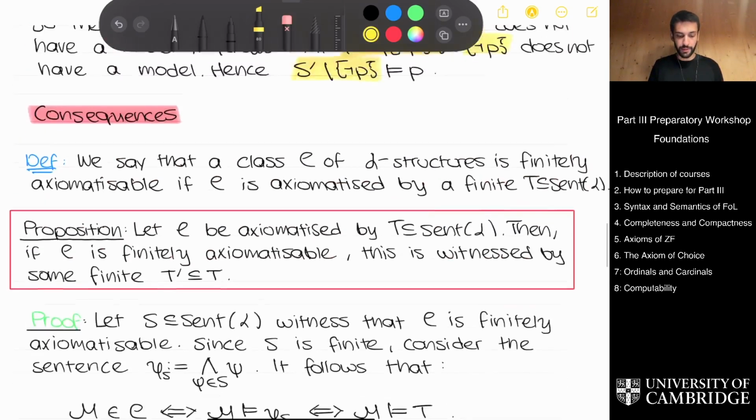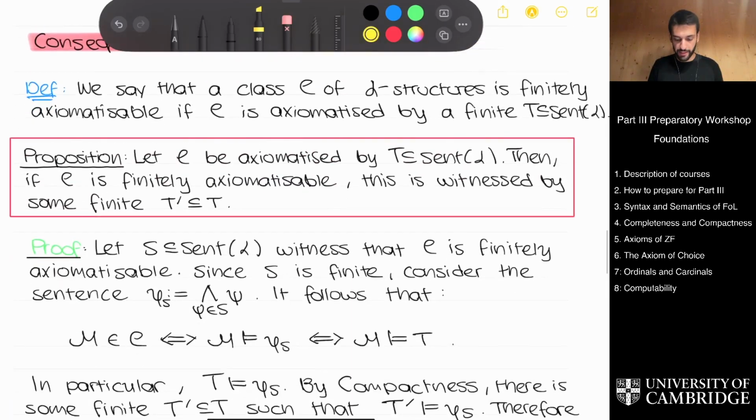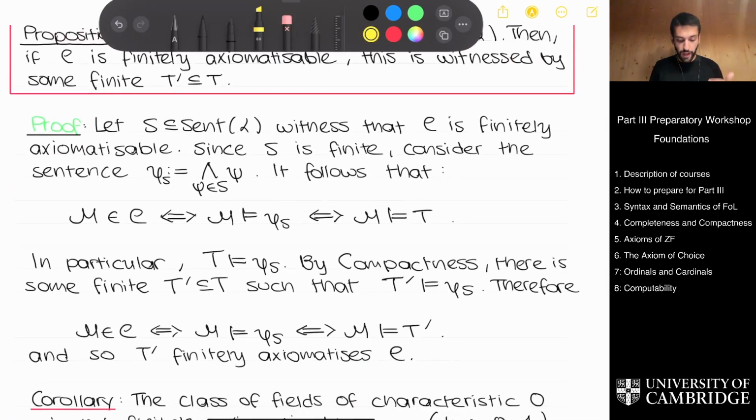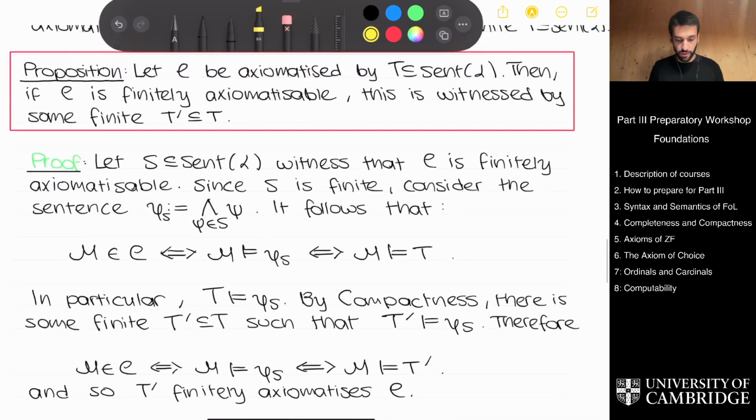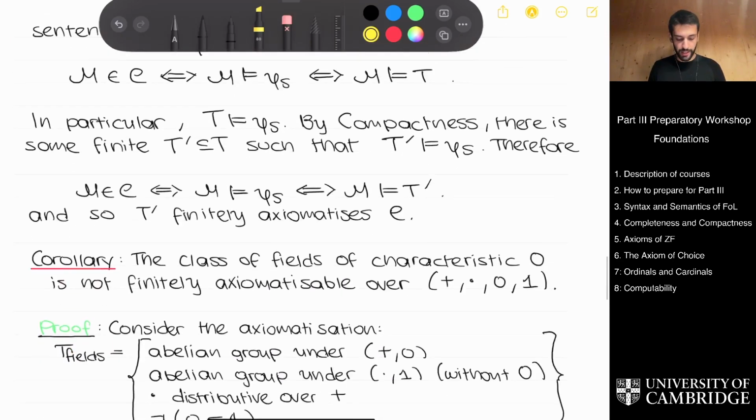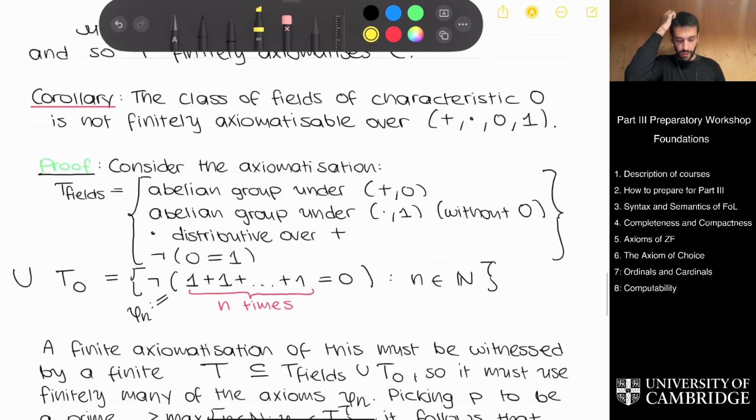Therefore, by compactness, and in particular by the corollary to the compactness that I gave to you before, it follows that there's some finite subset T prime of T, such that T prime models phi of S. And therefore, this finite subset of T is precisely what gives us our finite axiomatization of C. Why is that? Because for all L-structures M, it holds that M is in C if and only if M is a model of phi of S, if and only if M is a model of T prime. And so T prime is this finite subset of T that finitely axiomatizes C. Good.